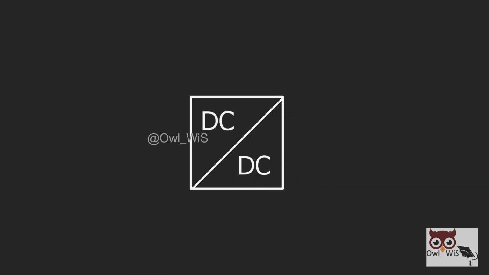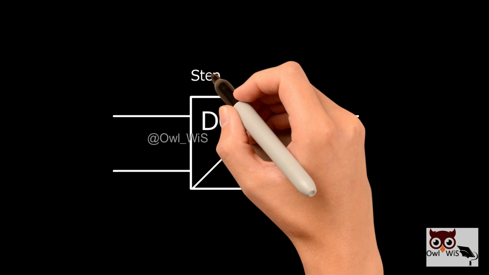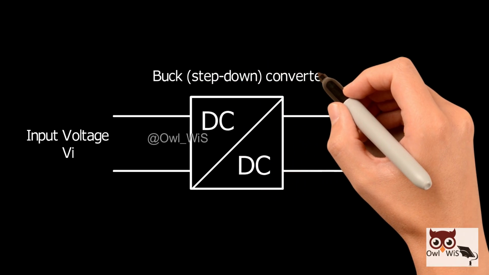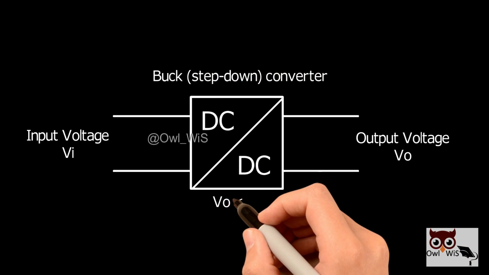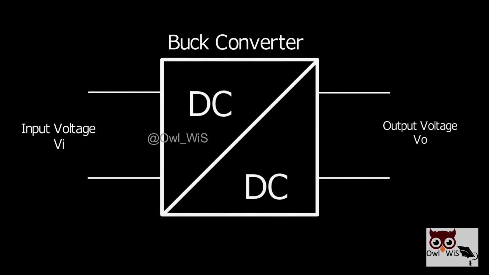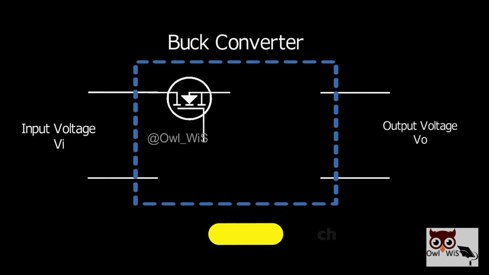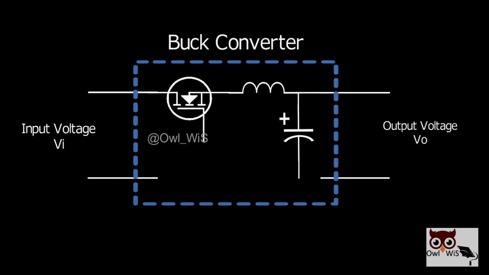A DC-DC converter that is responsible for stepping down the input voltage to the desired level of output voltage is known as a buck step-down converter. In this case, the output voltage is less than the input voltage. Inside a buck converter is a semiconductor switch that regulates the output, an inductor that stores energy in its magnetic field, a capacitor that filters the output, and a diode.